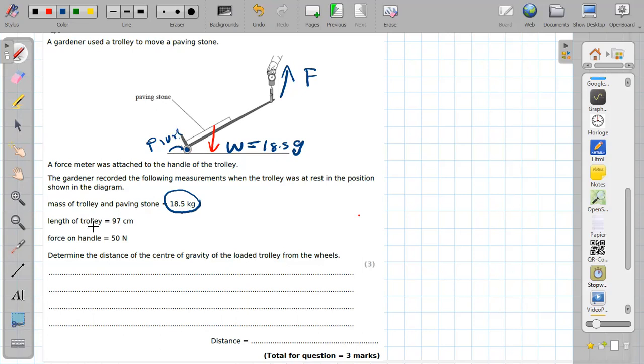Now it asks what? Determine the length of the center of gravity of the loaded trolley from the wheels. Got it? From the wheel. What is the total length of the trolley? It is some 97 centimeters.